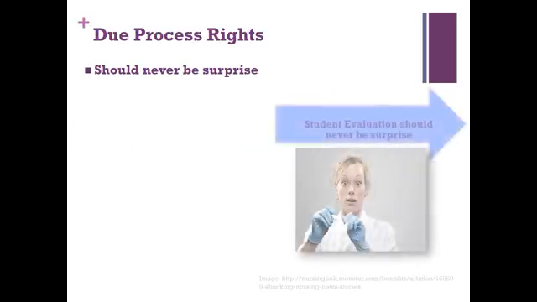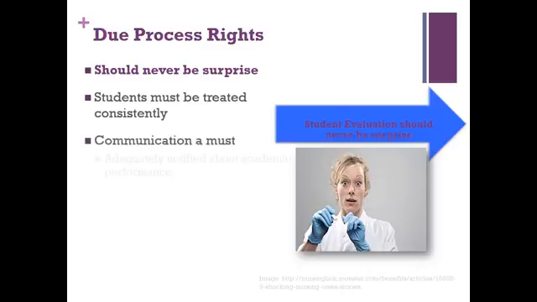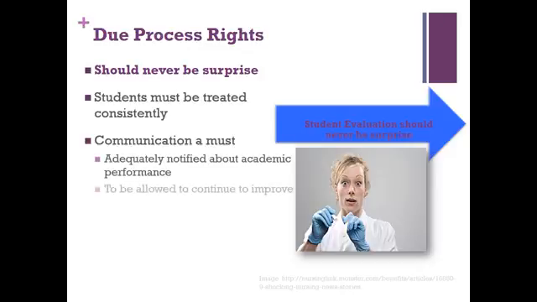And to comply with a student's due process rights, we must follow these guidelines. Students must be treated consistently. Communication is a must. Students need to be adequately notified about their academic performance. The students must be informed of any deficiencies that must be improved and the time frame to meet the expectations for improvement. The student earns the grade that you assigned. You are not giving them a grade. The pass-fail on the evaluation is their grade.